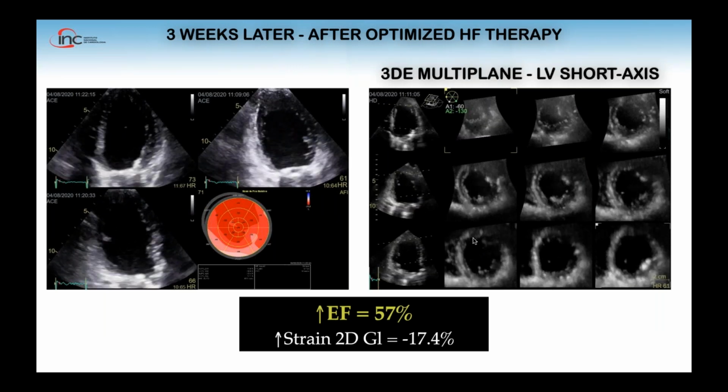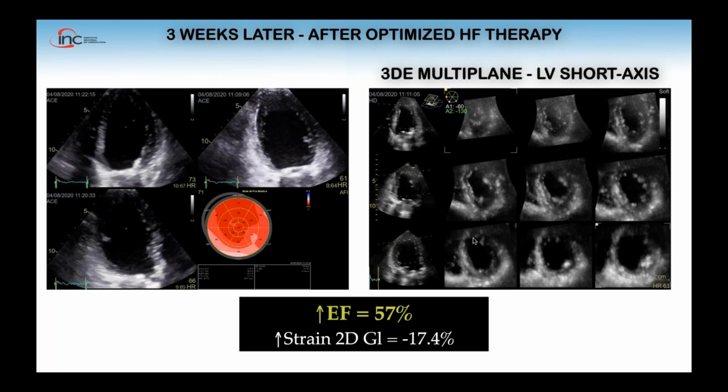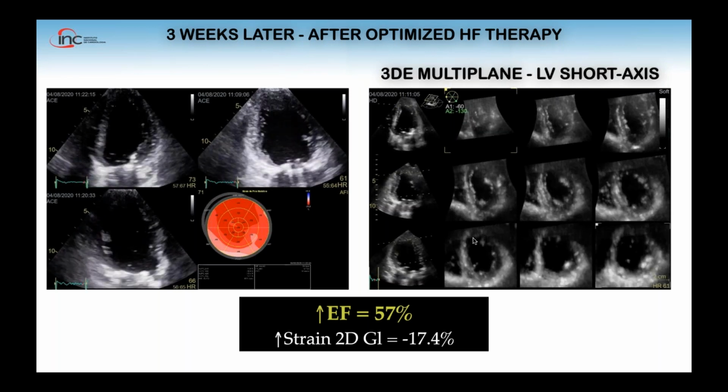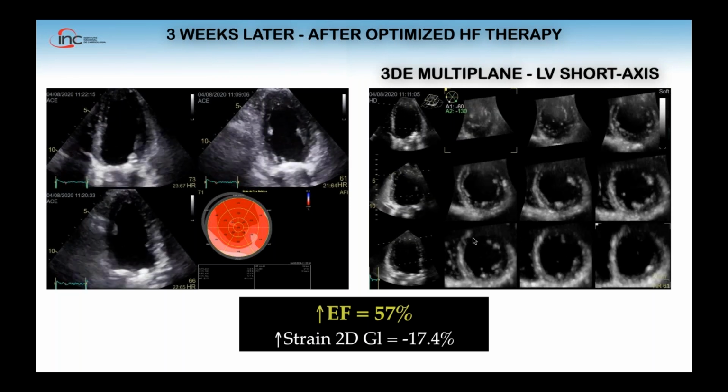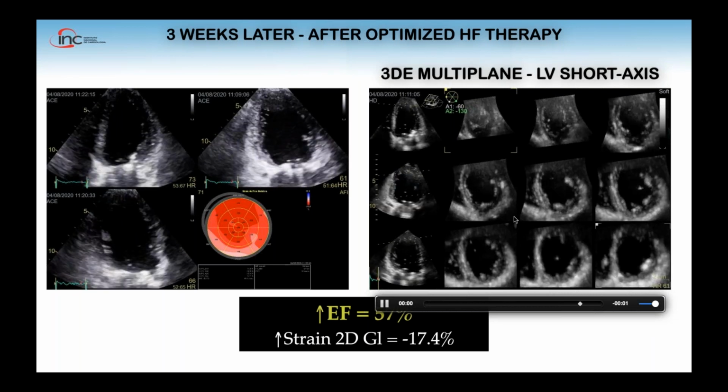And as we can see here, there was a recovery of ejection fraction to 57%, and global strain improved to 17.4%. And on the right, we can see 3D multiplanar left ventricular short axis cut planes confirming the ejection fraction recovery to a normal left ventricular global function.